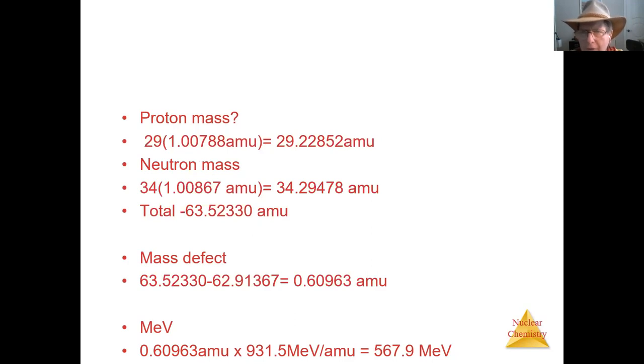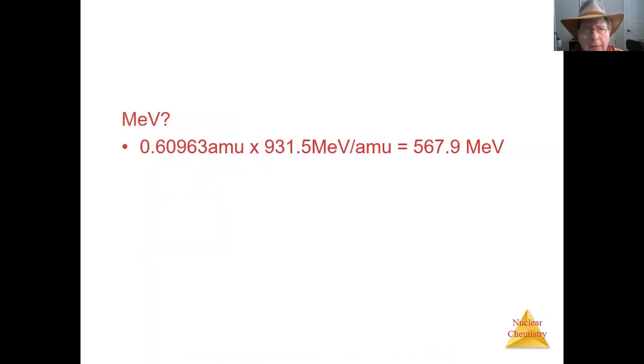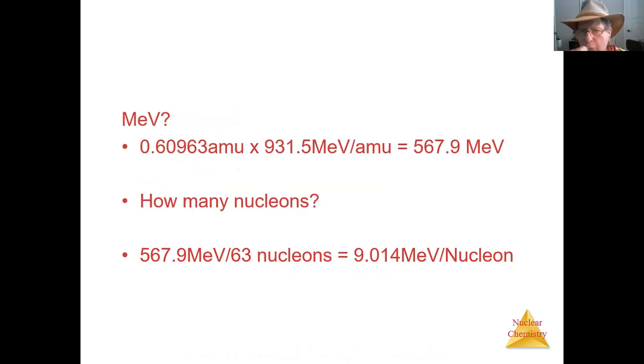My copper weighed 62.91367. So this ends up being a mass defect of 0.609963. I multiply it by 931.5 MeVs per AMU. I've got 567.9 MeVs. But this is for 63 particles. So to get the energy per nucleon, I divide that by my 63, and I get a binding energy of 9.014 MeVs per nucleon.